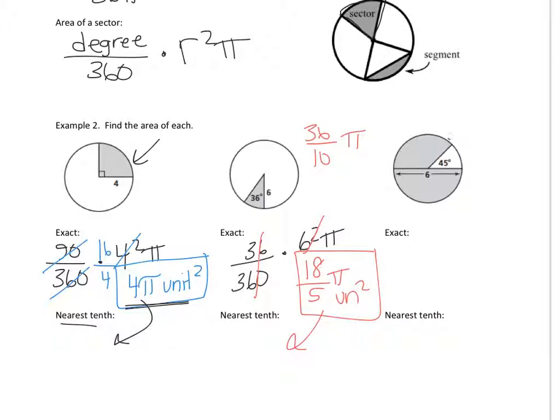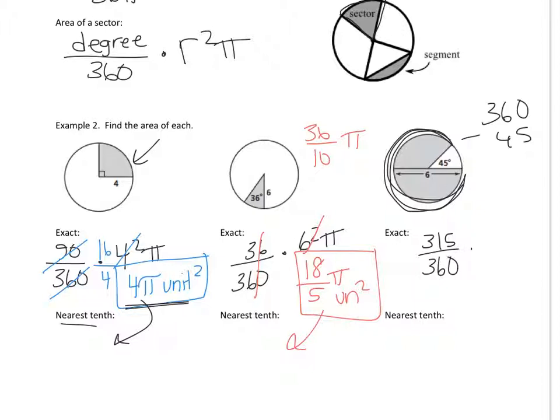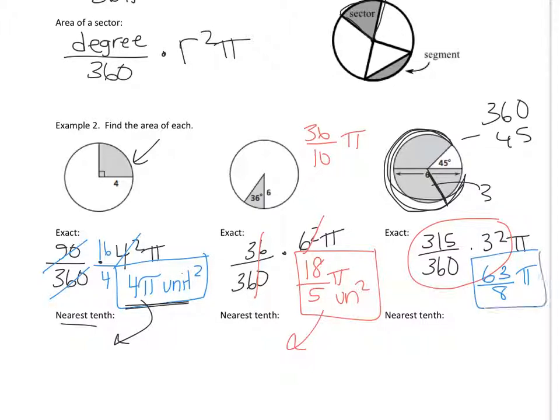Okay, for this sector area you're trying to find this angle. This angle is 360 minus 45 degrees, which is 315. So the angle is 315 over 360, and you multiply it by 3 squared pi, since the radius is 3. I'm going to reduce this, and you get 63/8 pi. It's a lot of reducing. Then again, you put that in your calculator to get to the nearest tenth.